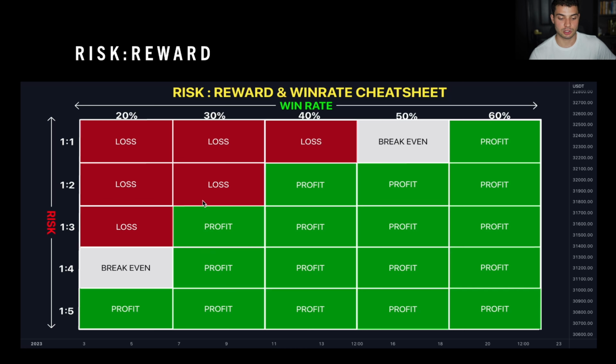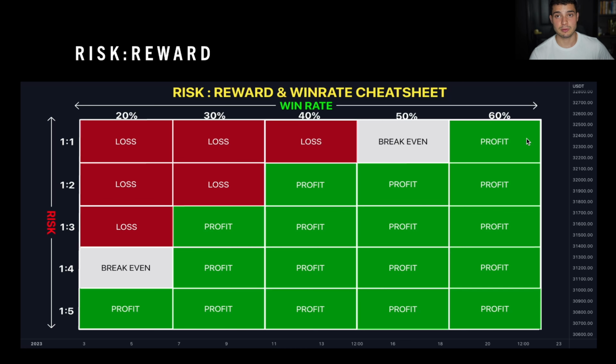Now 30%, just a little bit better than 20% in terms of how much your reward should be. So with the 1-to-1 ratio, risking 10 to make 10, still a loss. Risking 10 to make 20, still a loss. But risking 10 to make 30, that's profit. Risking 10 to make 40, that's profit. Risking 10 to make 50, that's still profit. So at 30%, you've got to go at least a 1-to-3 ratio, and above. And then 40%, if you're risking $10 to make $10, that's a loss. But $10 to make $20 and above, you're in profit. That's a 40% win rate, okay? At a 50% win rate, you're at break even if you risk $10 to make $10. But anything above that, you're in profit, all right?